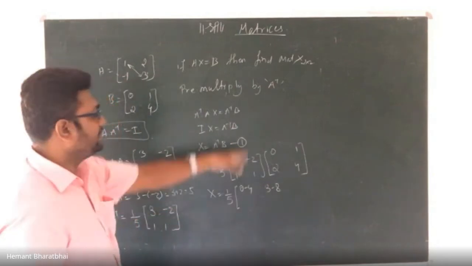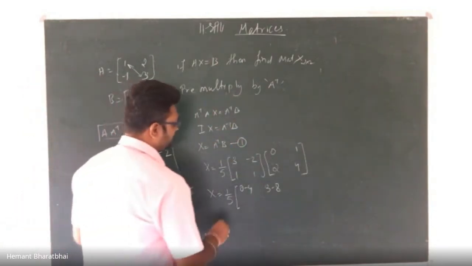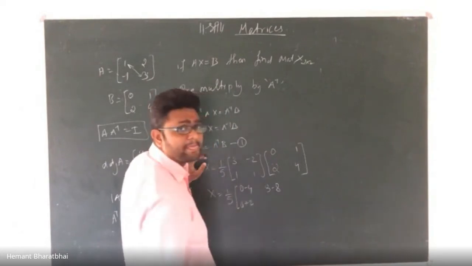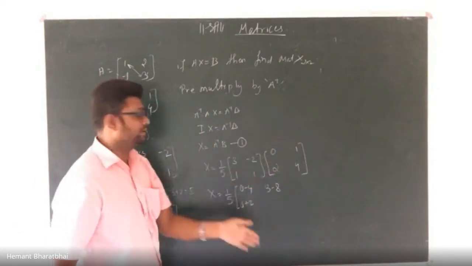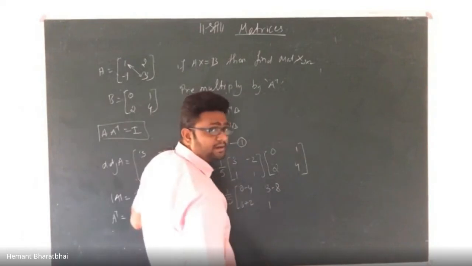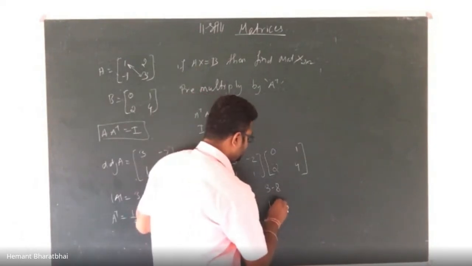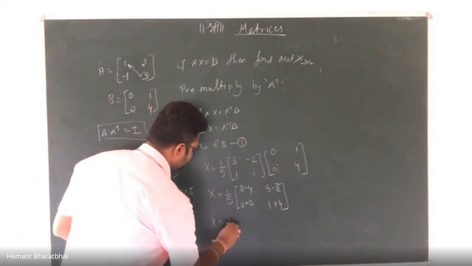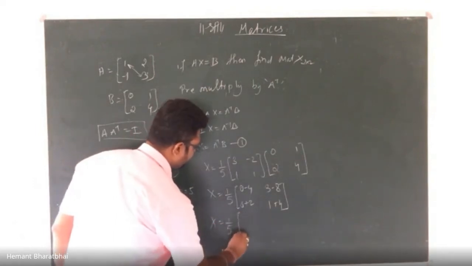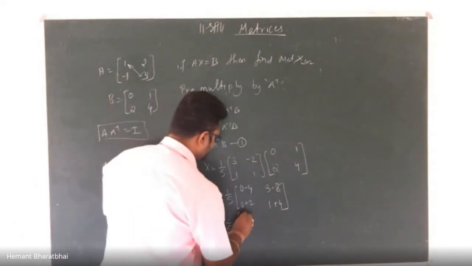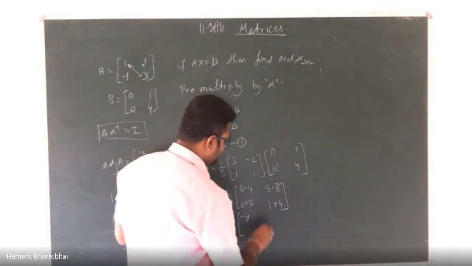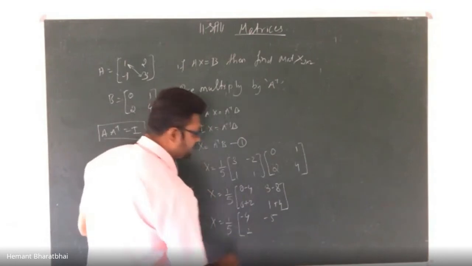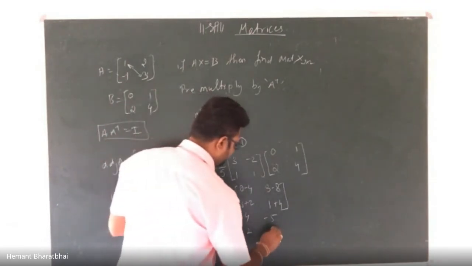Then second row into first column, 1 into 0, that is 0, plus 1 into 2, so that will become 0 plus 2. Then second row into second column, 1 into 1, that is 1, plus 4 into 1, that is 4. We will get x is equal to 1 upon 5. 0 minus 4, that will be minus 4. 3 minus 8, that will be minus 5. 0 plus 2, that will be 2. And 1 plus 4, that will be 5.